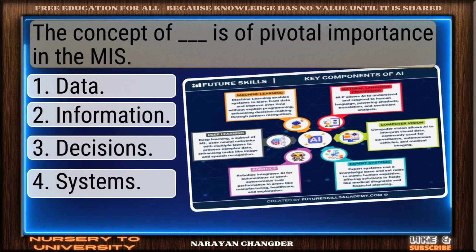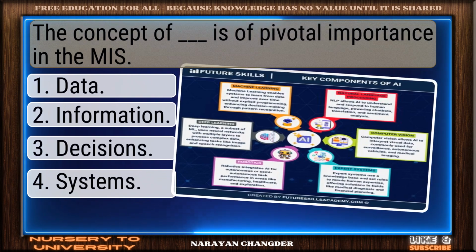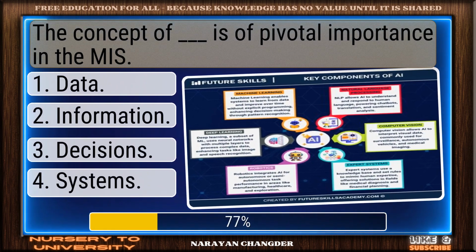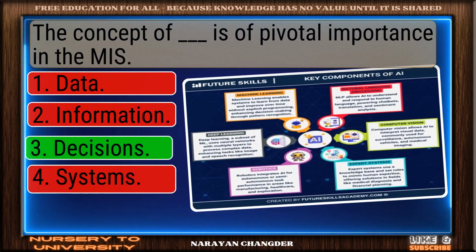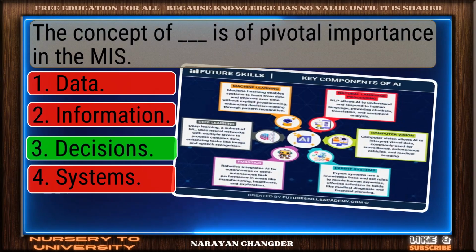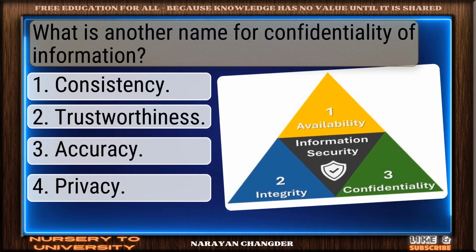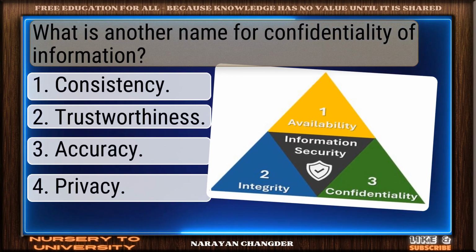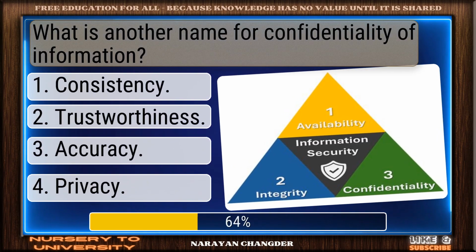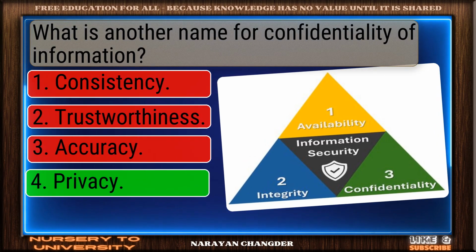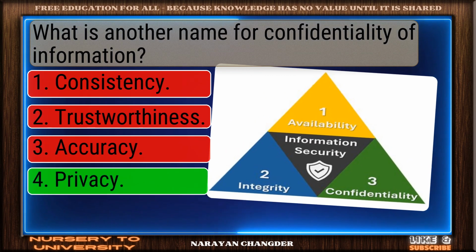The concept of dash is of pivotal importance in the myth. Excellent choice. Decisions is right. What is another name for confidentiality of information? Great thinking. Privacy is right.